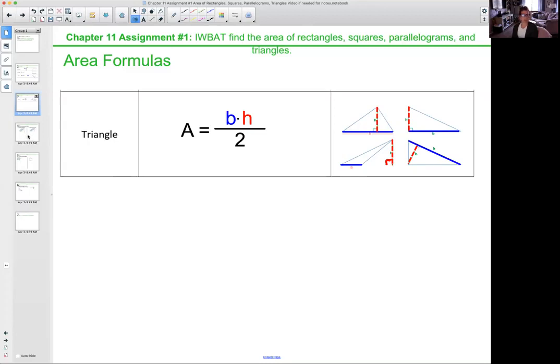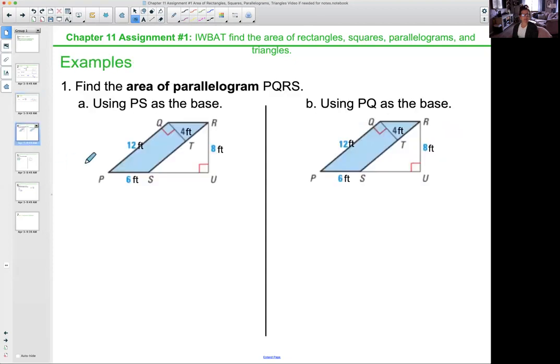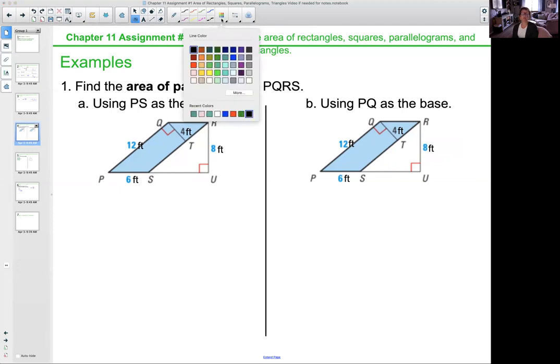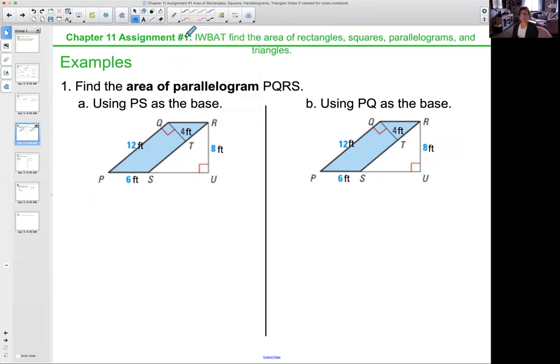Let's take a look at a couple examples here. In this first example, it's two parallelograms, the exact same parallelogram. Everything about it is the same. Remember, you can choose what base you want to be using, okay? So it's just base times height. Let's write that down: area formula is base times height in both of these. The answer should be exactly the same in these two examples because it's the exact same shape.